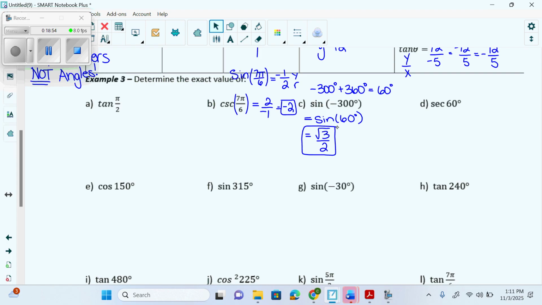Okay. Secant of 60. What do I need in order to do secant of 60? Cosine of 60. What is cos of 60? 1/2. And that's extra rice, correct? So what is secant of 60? Rice extra, which would be 2 over 1 or just 2.